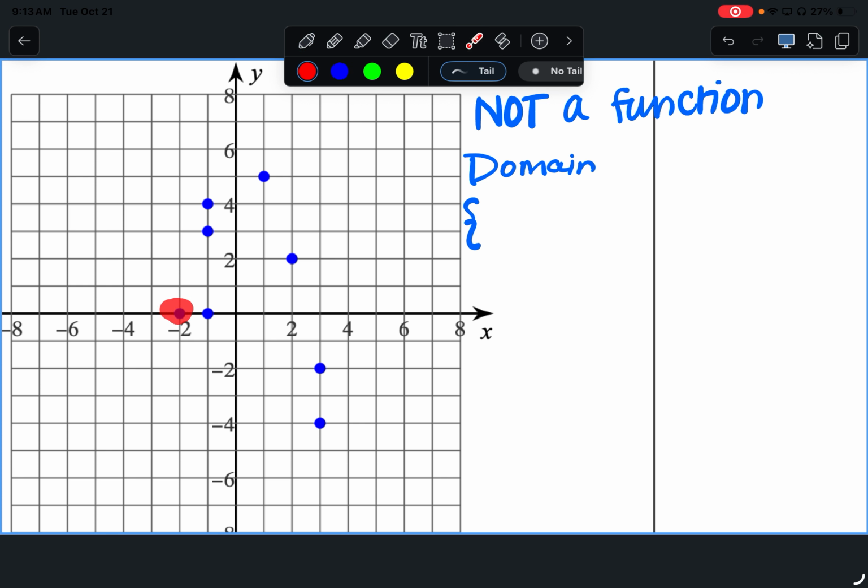What is the x value of this point? -2. What is the x value of those points? -1. What's the x value of this point? 1. X value of this point? And of these points.